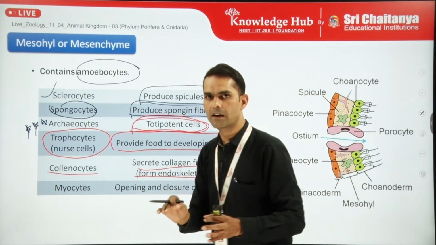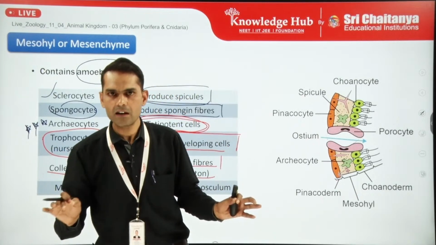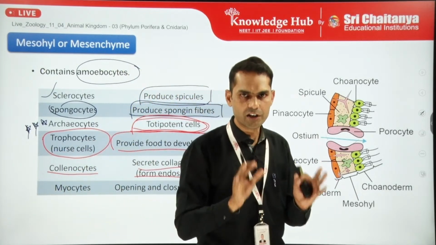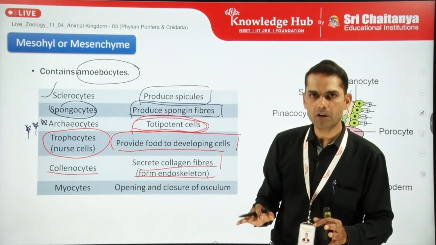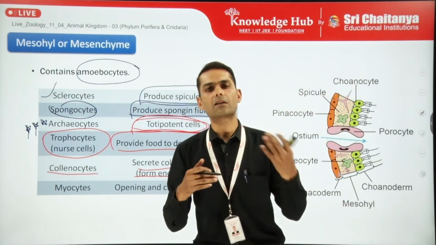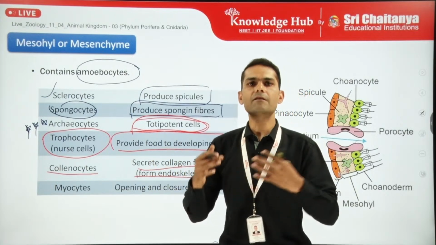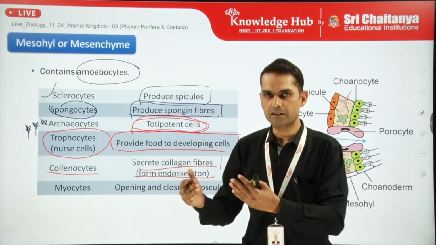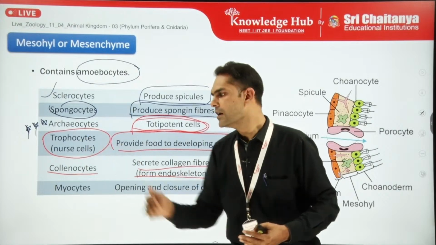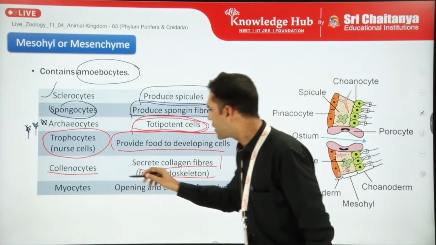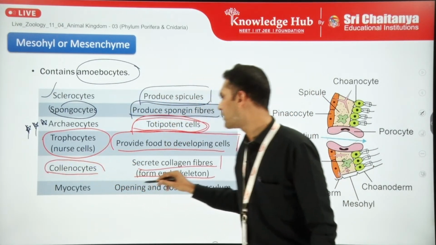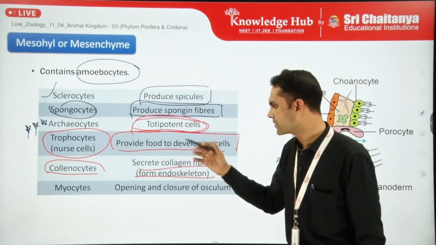Now collagen fiber is a fibrous protein which provides strength and rigidity and provides mechanical support. And you must also remember that collagen fiber, as we have in our body also, is not the same. Collagen fibers are of different types and different classes also, type 1, type 2, type 3, and so on. Apart from that, collencytes are in general having a role to secrete collagen fibers.